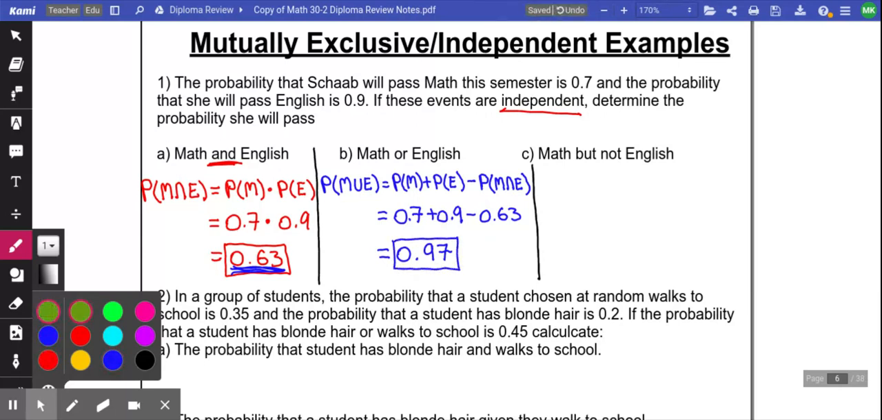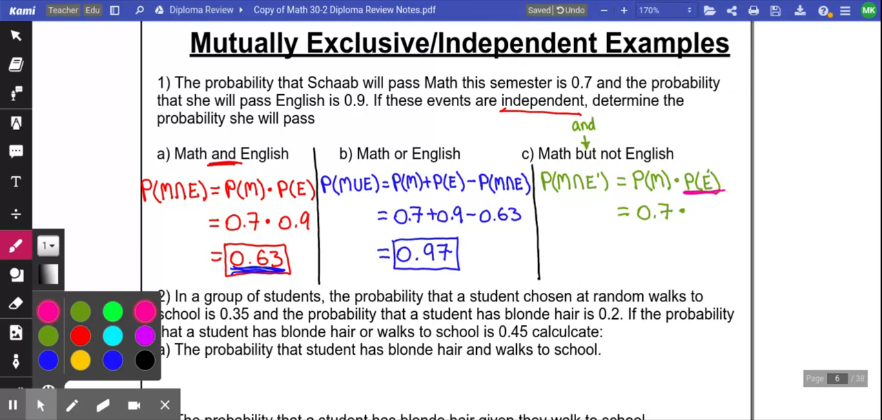Awesome. The last one. This is the probability of math, but not English. The word but sometimes throws people off. It means the same thing as and. So this is like saying the probability of math and not English. To figure that out, we would have to do the probability of math times the probability of not English. We know the probability of math, so we can do that part. It's 0.7. What we don't know is the probability of not English, of failing English.